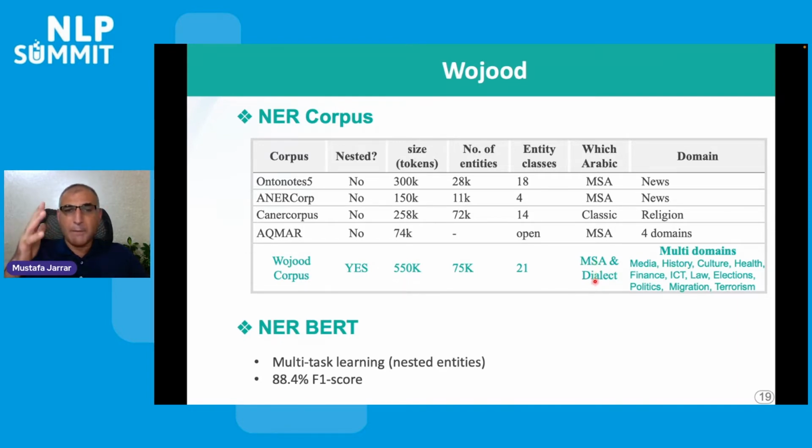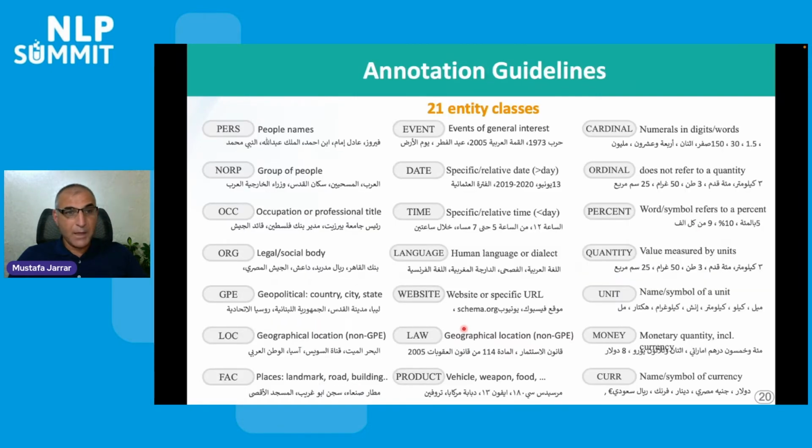As you know, in Arabic we have three Arabics actually: classical Arabic, the old one, Modern Standard Arabic, and the dialects. Every country has its own dialects. So we cover MSA and dialect, and we cover multiple domains. We trained a model using this corpus, and we achieved this accuracy. I will show it to you.